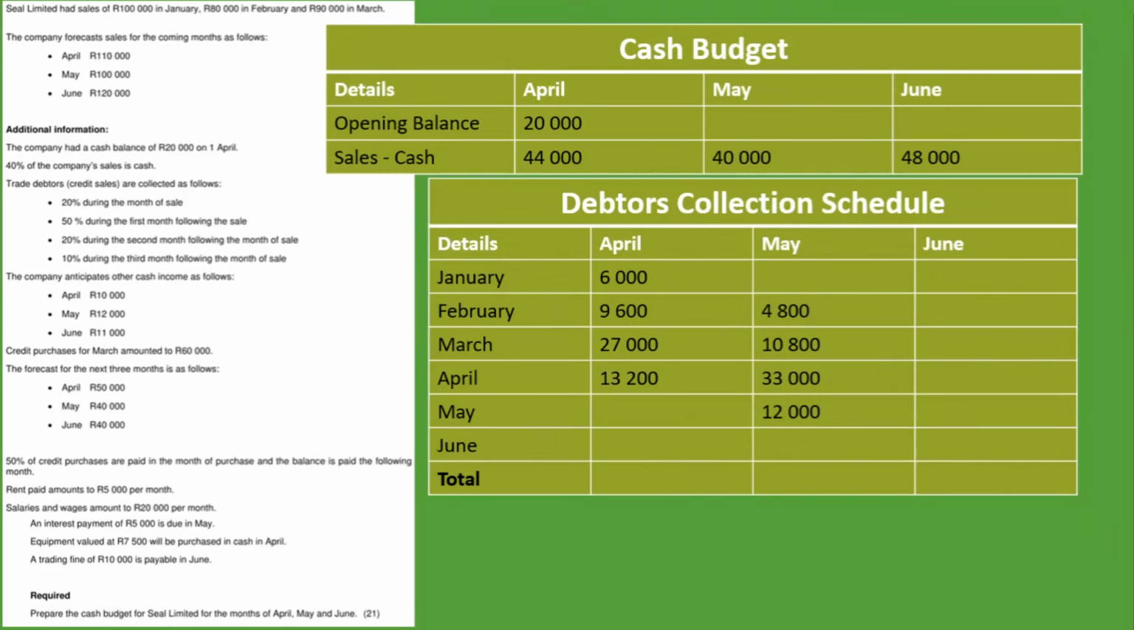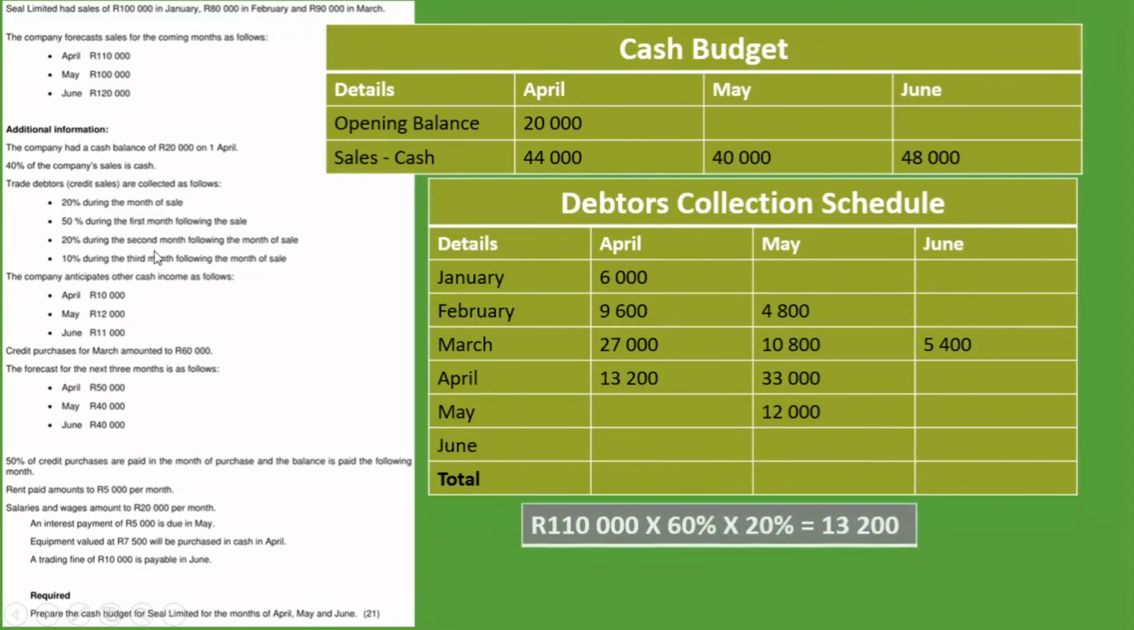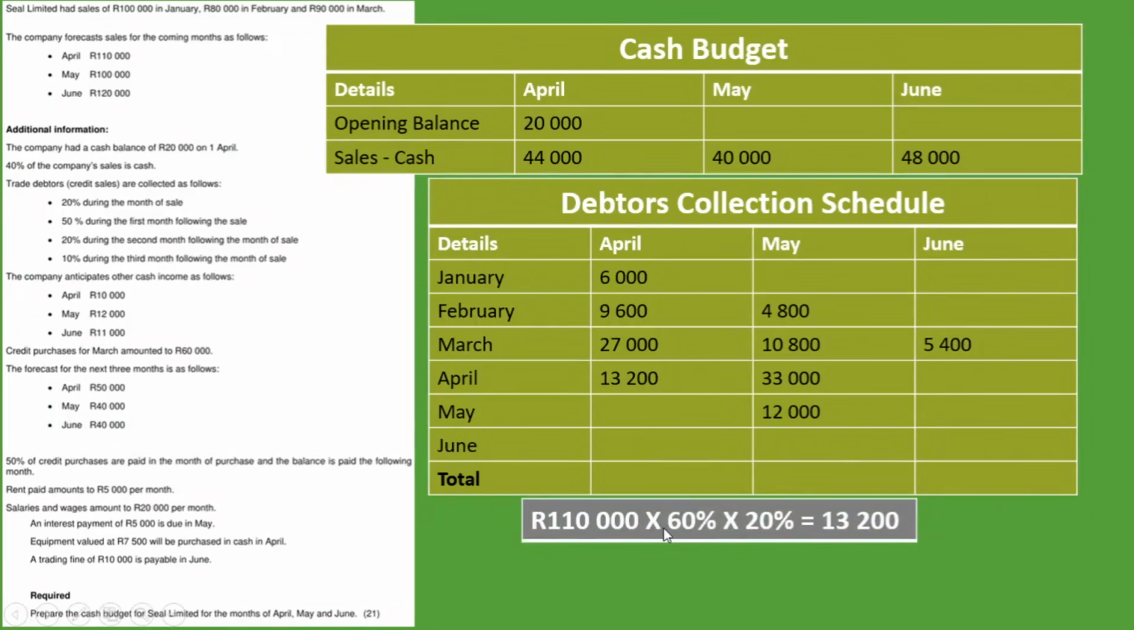So let's go to June. So now we know that nothing in February will be collected in June because it will be all collected by the month of May. So we know that 10% of March's credit sale will be collected in June. So we take March total sales, 90,000 Rand, times 60% to get the total credit sales, times 10%, which will be collected in June. We get 5,400. And then for April, how much of April's credit sales will be collected in June? We know that it's the 20%. So we take 110,000 Rand total sales for April, times 60%, times 20%, which will be collected in June. We have 13,200 Rand. We'll put that down.